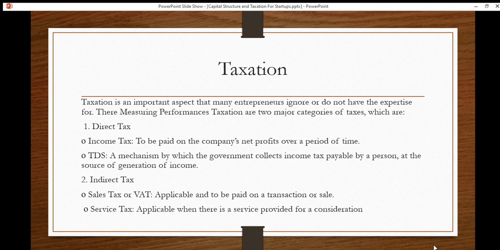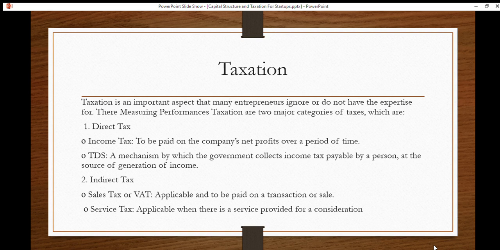So what is taxation? It's an important aspect for many entrepreneurs. There are basically two types of tax: direct tax and indirect tax. Direct tax is income tax to be paid on a company's net profit over a period of time. Income tax and TDS, tax deductible at source, a mechanism by which the government collects income tax payable by a person at the source of generation of income. Okay, direct tax has two things, income tax and TDS.